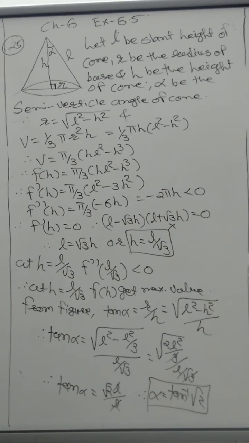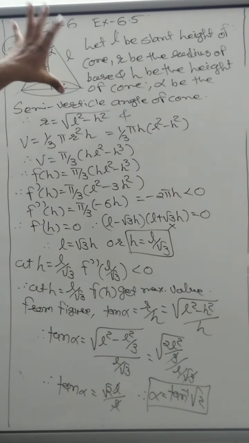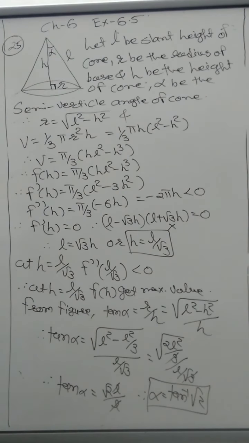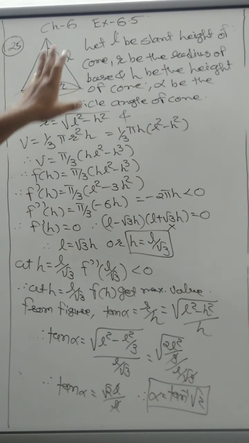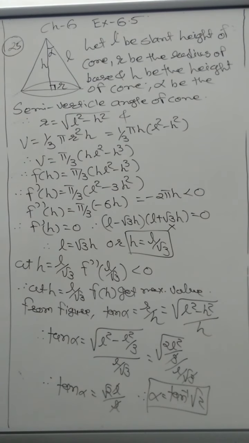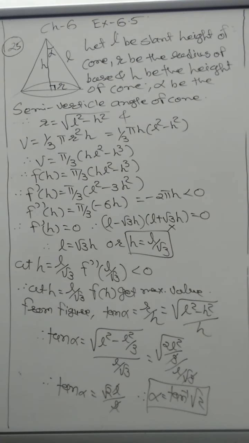So this sum is also a very important sum, and again we just explain it, so you get the clear answer. A cone is given, and here L is the slant height, R is the radius of the base, and H is the height of the cone. Okay, alpha is the semi-vertical angle of the cone. Now here first of all, R is equal to what? According to the diagram, R is equal to under root L square minus h square, and volume of the cone, you know very well that V equal to 1 by 3 pi r square h.